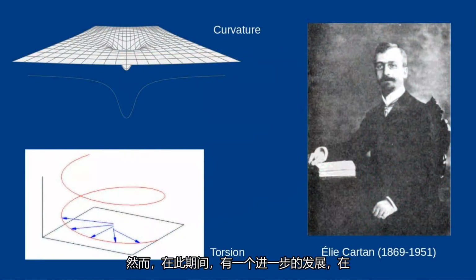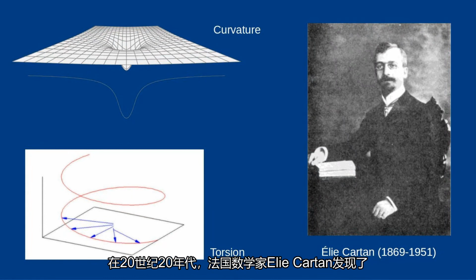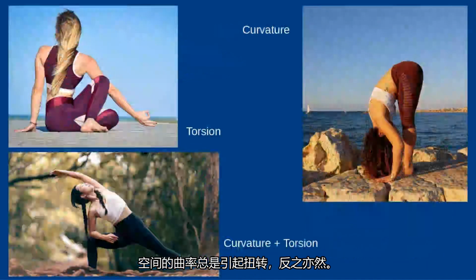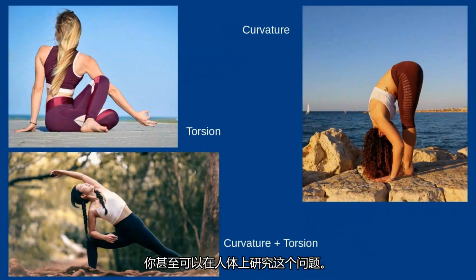In the meantime, however, there has been a further development in mathematics in the field of Riemannian geometry. In the 1920s, the French mathematician Élie Cartan found out that in addition to the curvature of space, torsion also plays a role. Both are even linked to each other. A curvature of space always causes a torsion and vice versa. You can even study this on the human body.